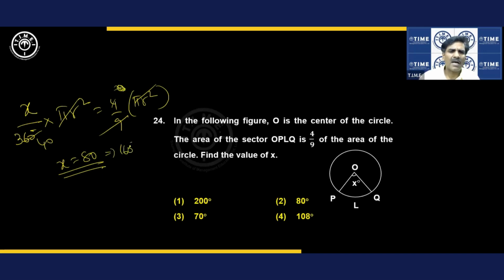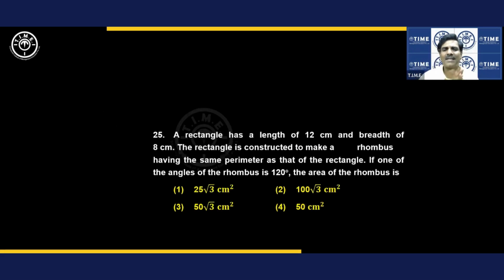But I think the answer choices are given considering 2/9 of the area. If it is given as 2/9, then it will be 40 into 2, 80, which will match. So it should be 80 degrees, provided it has to be 2/9 part. By mistake, it was mentioned as 4/9, so we need a correction there. The correction is 2/9. Then the answer will be 80 degrees. Let's look at the next one.